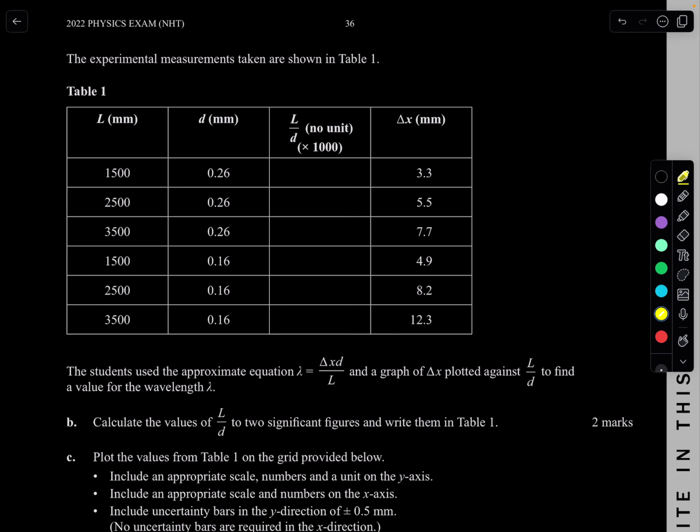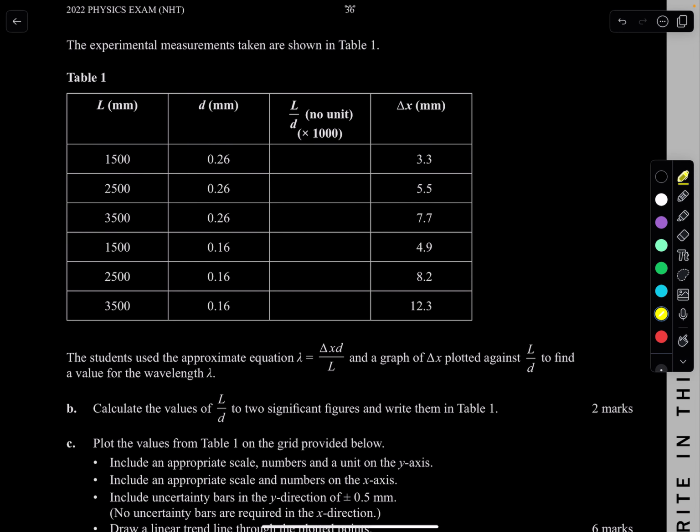So we're given the length, D, and we want L over D, with no units, times 1,000. Change in x is that. The students used the approximate equation and a graph of change in x plotted against L over D to find a value for the wavelength. Calculate the values of L over D to 2 significant figures and write them in this table.